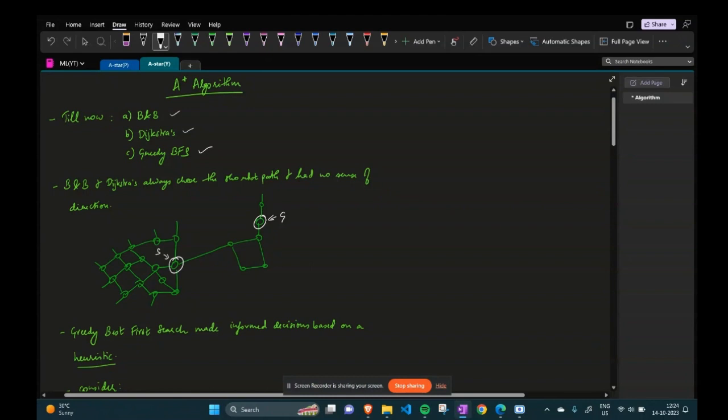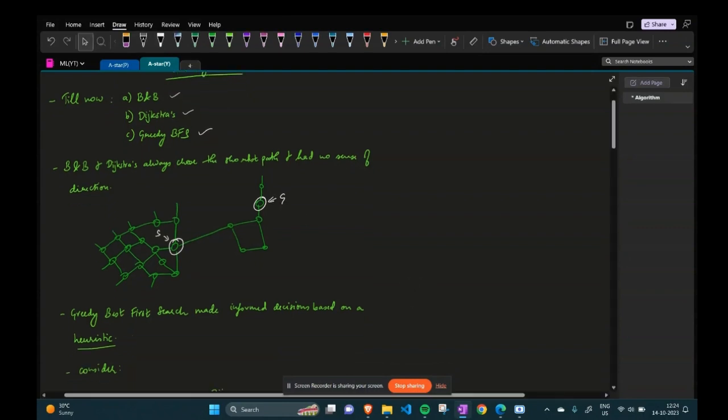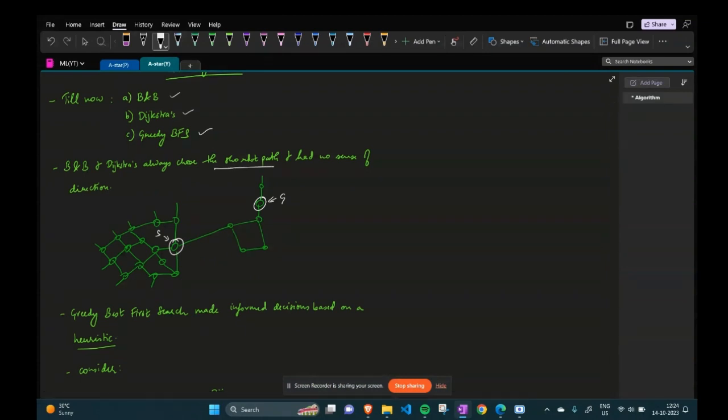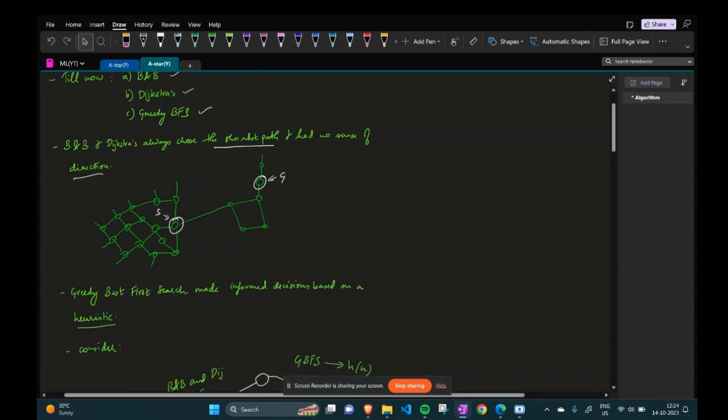So up until now, if we look at algorithms chronologically, we see that we've had three major searching algorithms. So we have our branch and bound, our Dijkstra's algorithm, and the greedy best first search. Now, in the case of branch and bound and Dijkstra, we always chose the shortest path no matter what, and neither of these algorithms had any sense of direction. So, a case where both of these algorithms would struggle is in such an example.